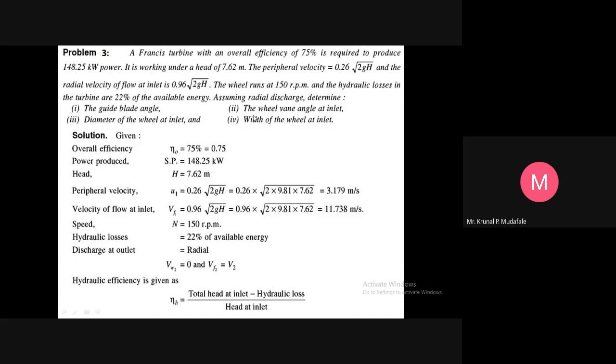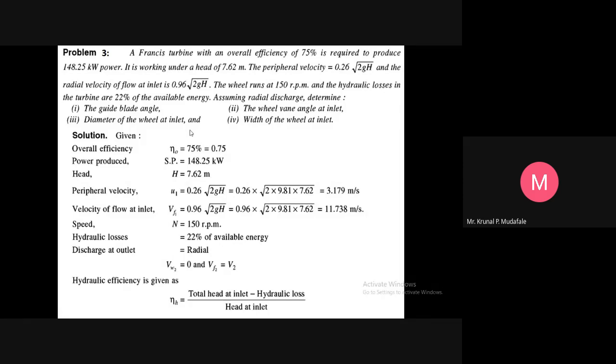The second one is the wheel vane angle at the inlet. Obviously the wheel vane angle means theta, the vane angle. Then the third thing they want is the diameter of the wheel at the inlet. Inlet means D1.